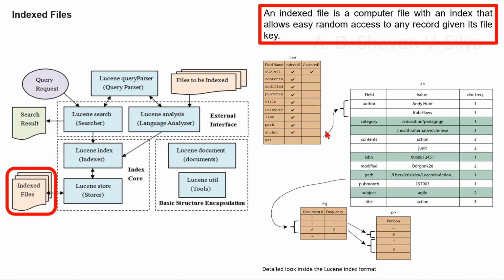The order of the field names in the .fnm file is determined during indexing and isn't necessarily alphabetical. Each field is assigned a unique integer, the field number, according to the order in this file. That field number, instead of the string name, is used in other Lucene files to save space.